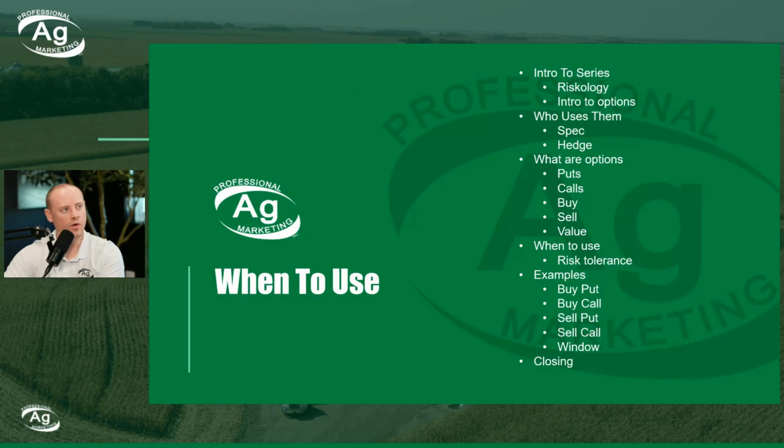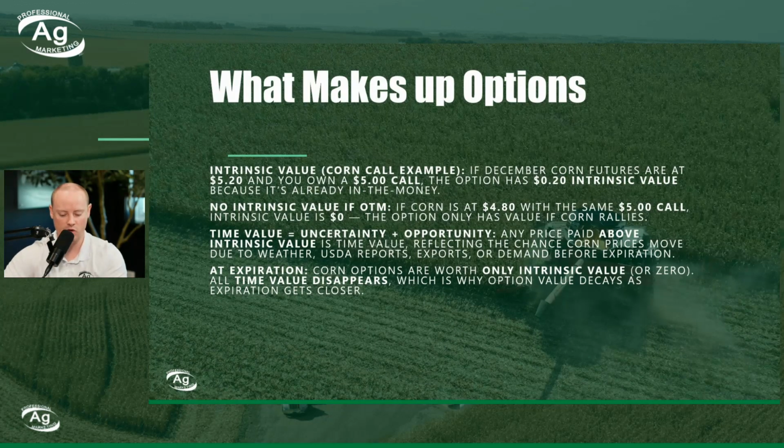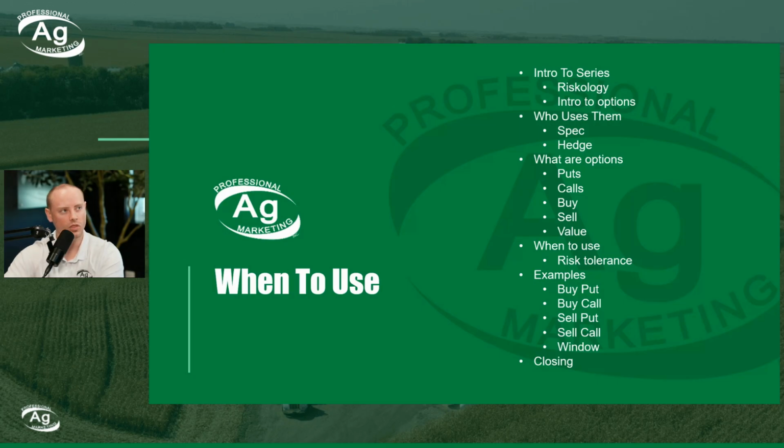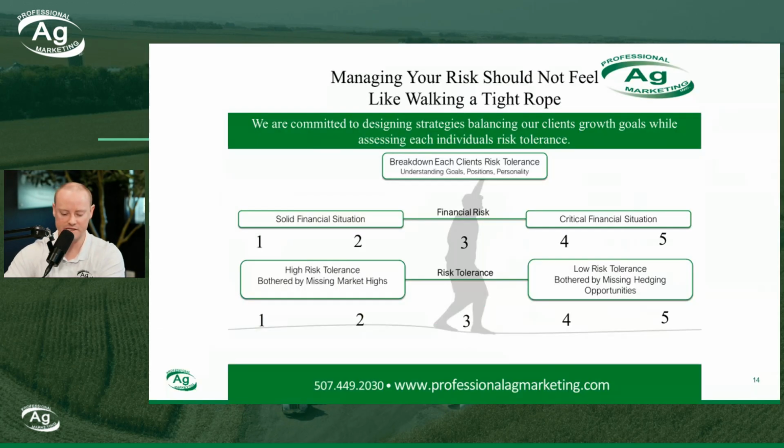And one last thing on that is, corn options are worth only intrinsic value once all time value disappears at expiration, which is why option value decays as expiration gets closer. So on the day of expiration, there won't be any time value left once it expires. So let's talk about when to use these options a little bit.